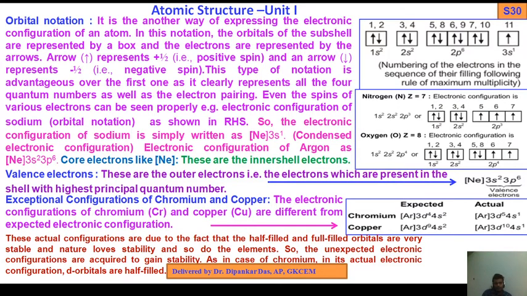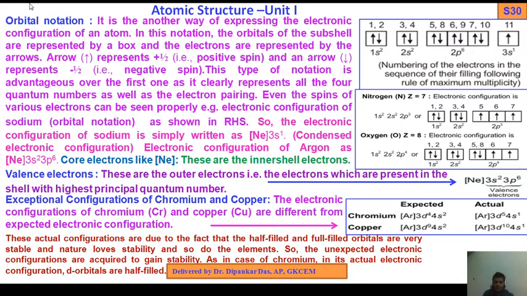The electronic configuration of sodium is simply written as neon within square brackets, [Ne] 3s1. Neon is 10 electrons, plus 3s1. Neon is in a stable noble gas configuration, inert gas configuration. An atom or element always has a tendency to get the nearest noble gas configuration, octet, and doublet in the case of helium. So we can write the electronic configuration as [Ne] 3s1. This is the condensed electronic configuration.